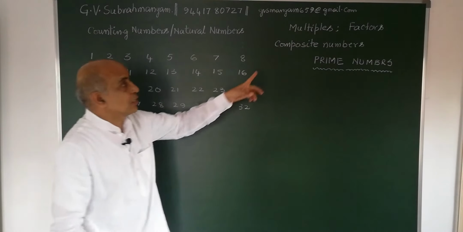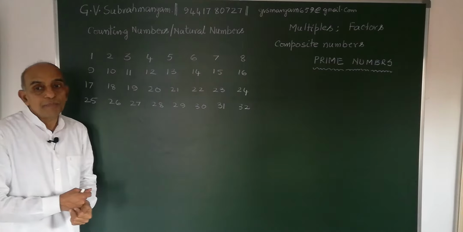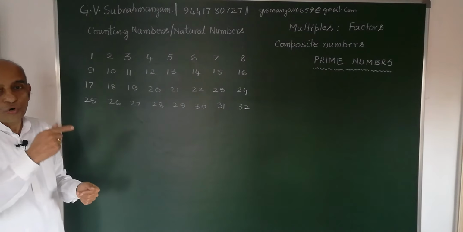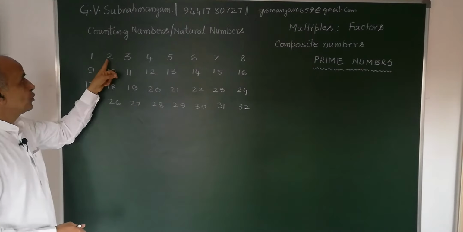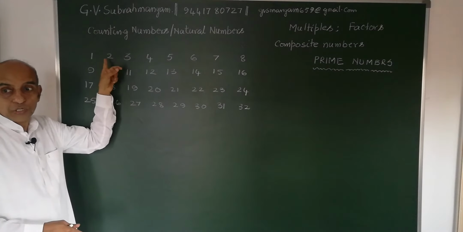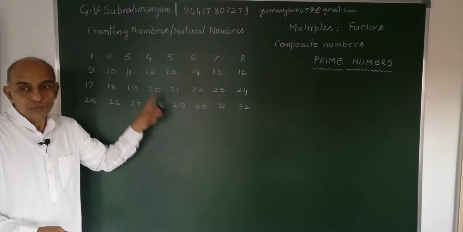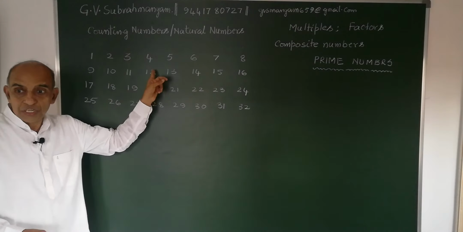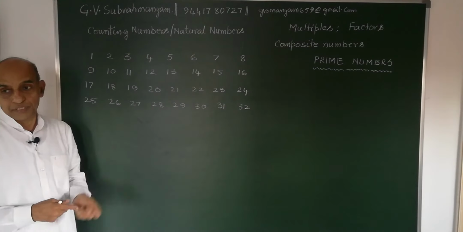Now let us see what are multiples. What do you mean by multiples? 2, 4, 6, they are called multiples of 2. Why? 2 is the first multiple. 2 ones are 2. 1 is a multiple of all the numbers. 2 ones are 2, 3 ones are 3, 4 ones are 4. So 1 is a factor of all the numbers.